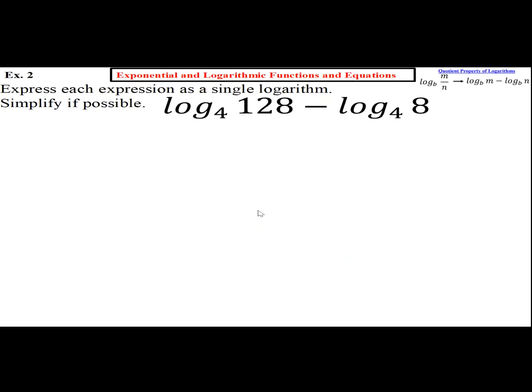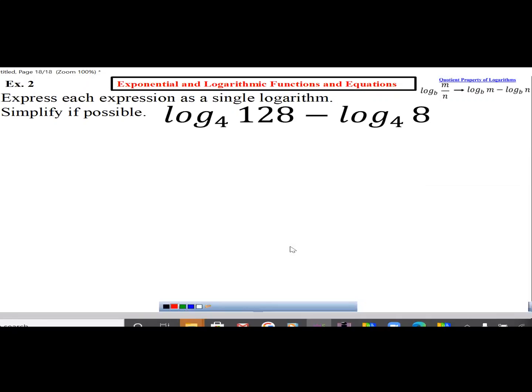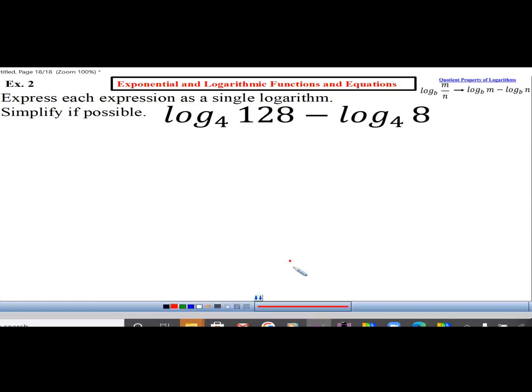Example 2Q. It's log base 4 of 128 minus log base 4 of 8. All right, copy that and I'll give you some time to work on that. See how you do with that one. Ready, go. All right. So what'd you get for this one, Angie? Y equals 2. Y equals what? 2. All right, let's double check.